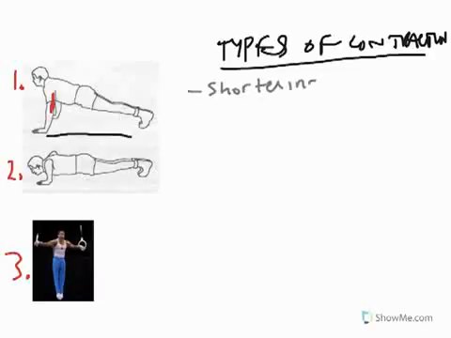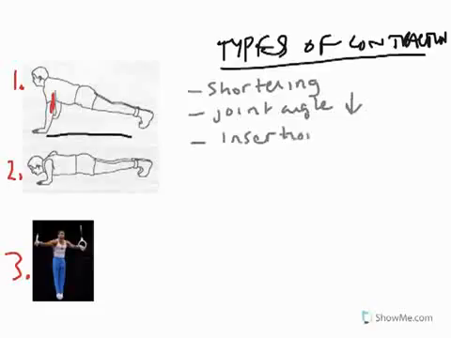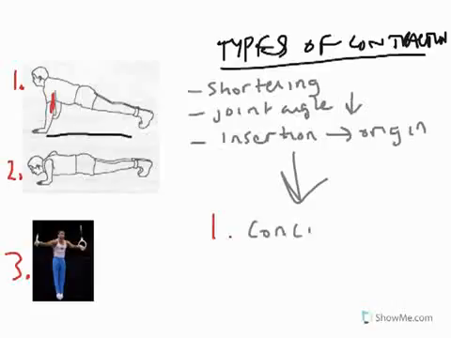And we can also say that the joint angle is going down, decreasing. We're also saying that the insertion of the muscle moves towards the origin. And if all those things happen, then we have got something very simple. We have got number 1, a concentric contraction. There we go.